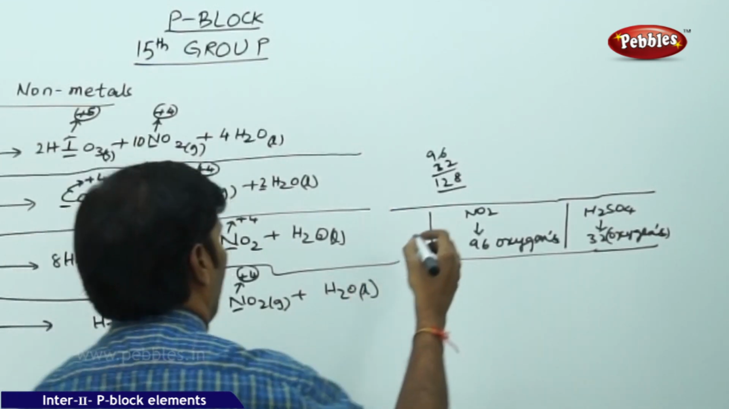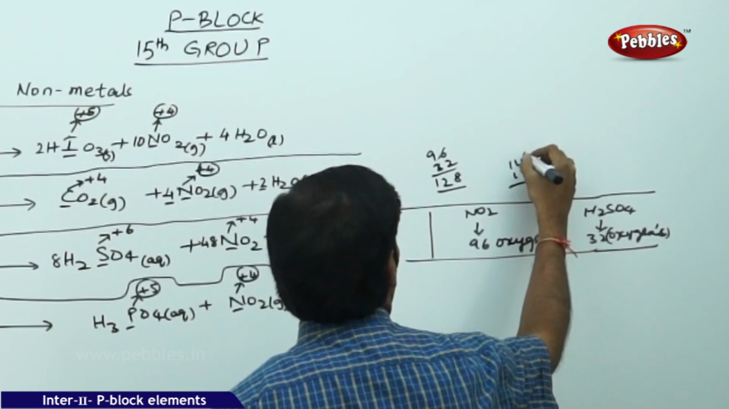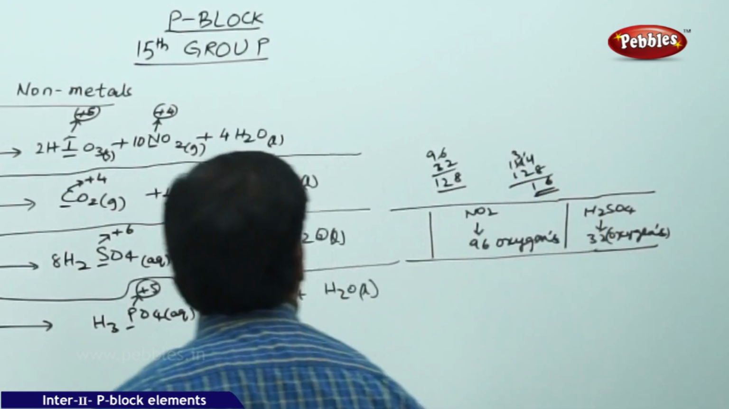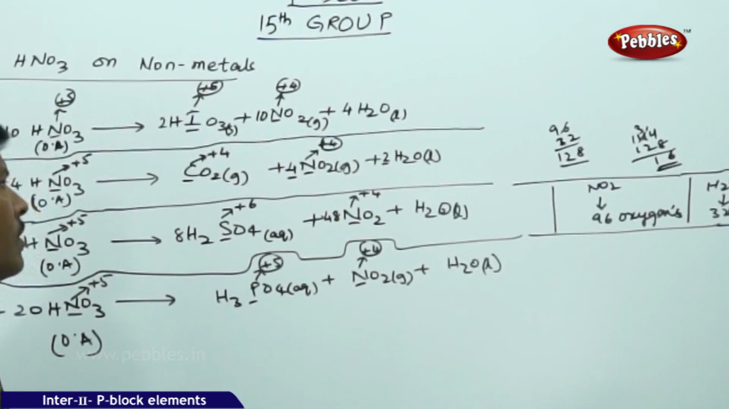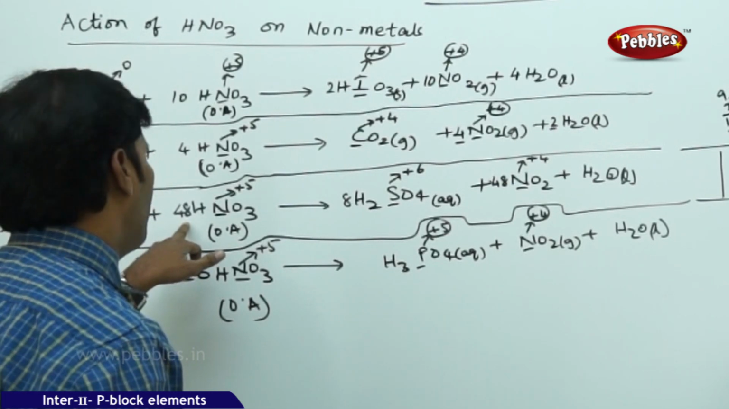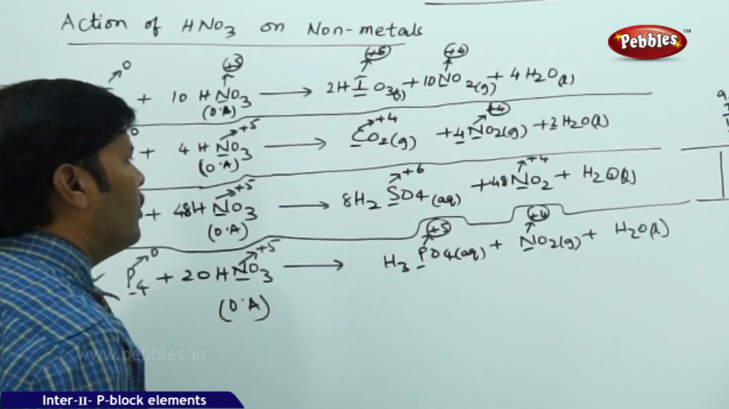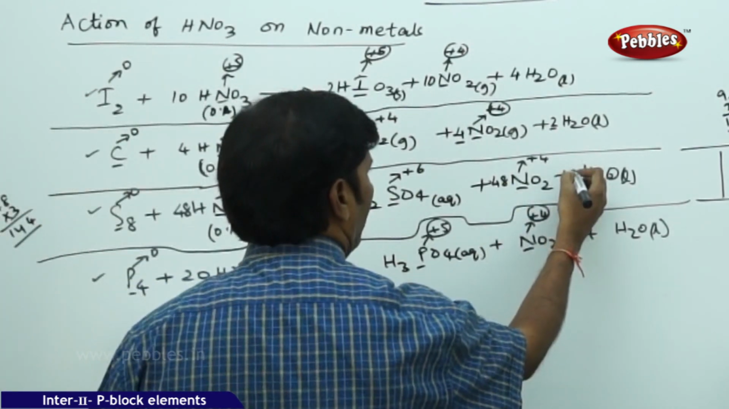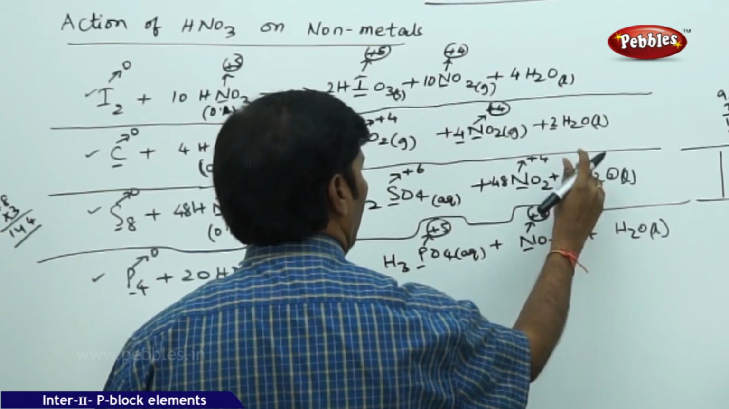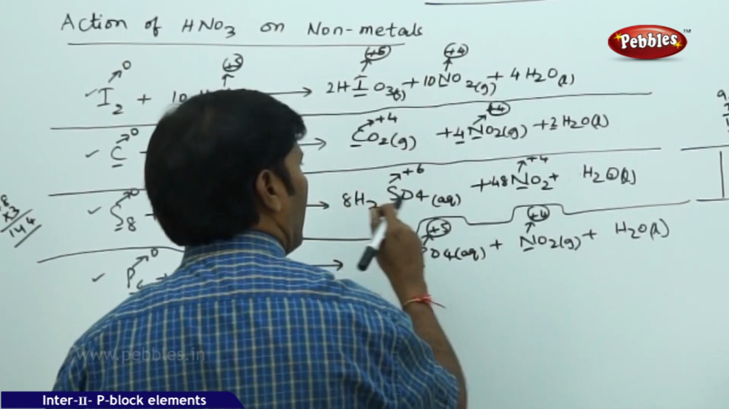So 144 minus 128 is 16. Therefore, we still need another 16 oxygens, because we have 48 hydrogens. So 48 hydrogens means, if I am going to take 16 here, because here we already have another 16.